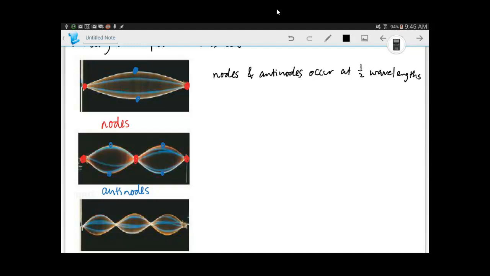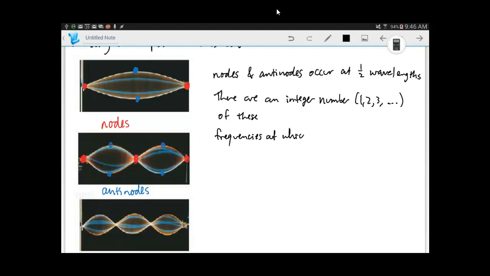But it turns out that when these occur at these half wavelengths, there are an integer number, and by that we just mean 1, 2, not like a half of a wave or a quarter, an integer number, so like 1, 2, 3, so on and so forth, of these. And so if you get the frequency right, you can have these occur. And so these frequencies, the frequencies at which these occur are called natural frequencies.